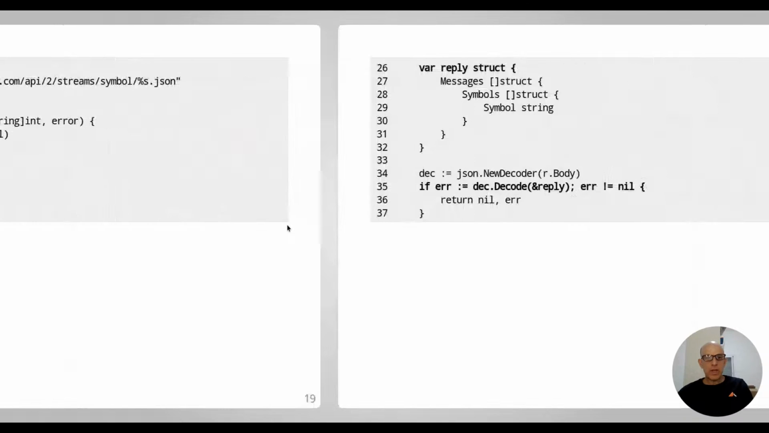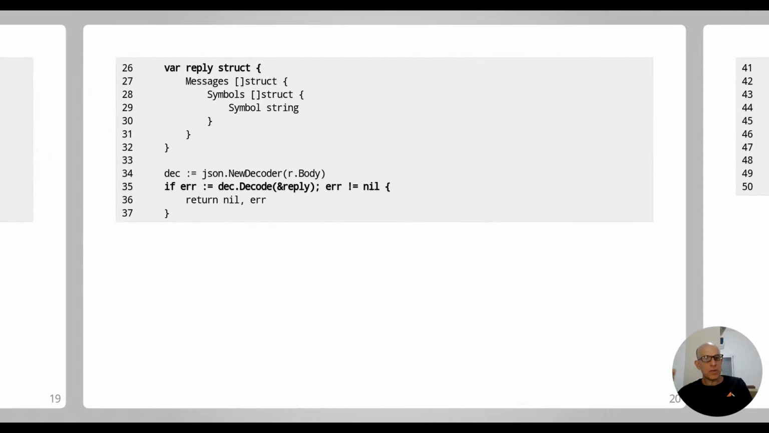And now we get to the interesting part about decoding. So this is everything I need to decode the data that is interesting to me. I'm using a reply struct, which is an anonymous structure. So I don't add another type for message, another type for symbols, another type for symbol, etc. So I don't have this type pollution of defining a lot of types just to pass on JSON. I can use it inside the function. It's not even visible outside.